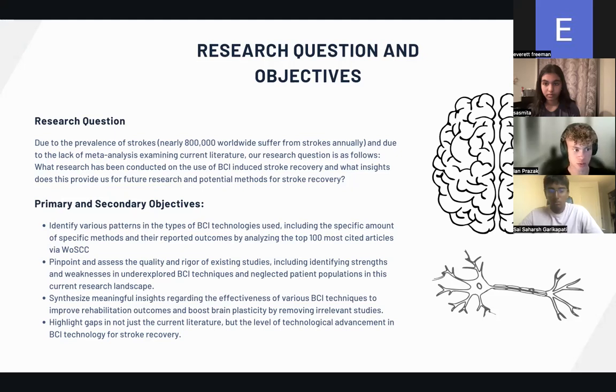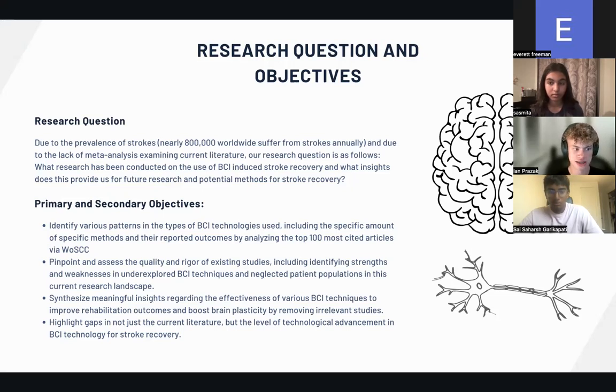And the reason we chose to cover BCIs, especially in the application of strokes, is that stroke is one of the leading causes of death annually, as nearly 800,000 individuals suffer from strokes worldwide. And so far, there's surprisingly very little meta-analysis examining current literature and current treatments for strokes. So, a few of our objectives are as follows.